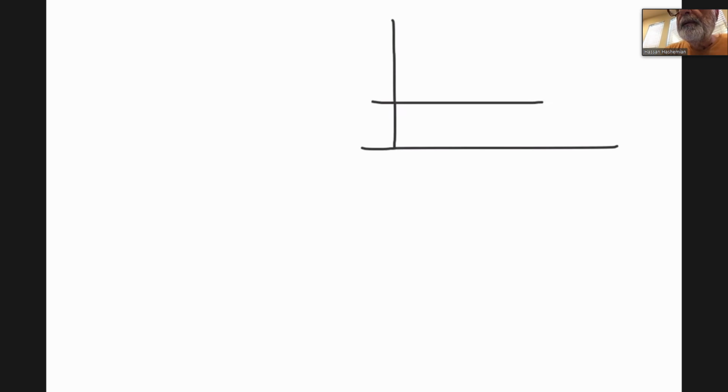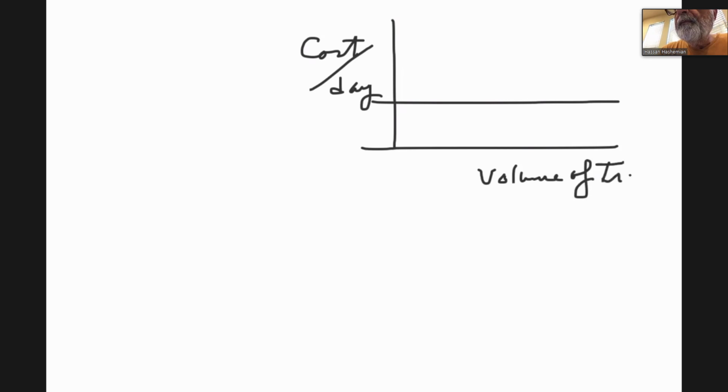Cost, what would be the fixed cost, what's the variable cost, what's the total cost. So we're going to talk about if we have any type of a transportation system, there is a cost per day versus the volume of traffic. So volume of traffic as the x-axis and cost.